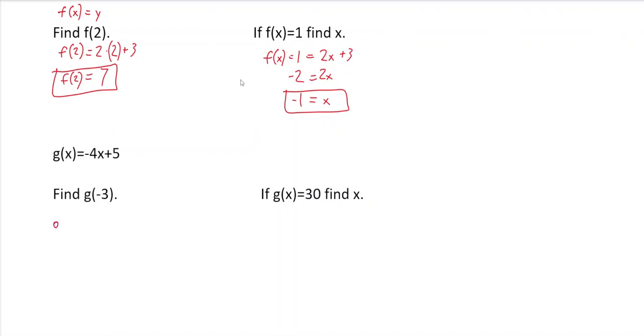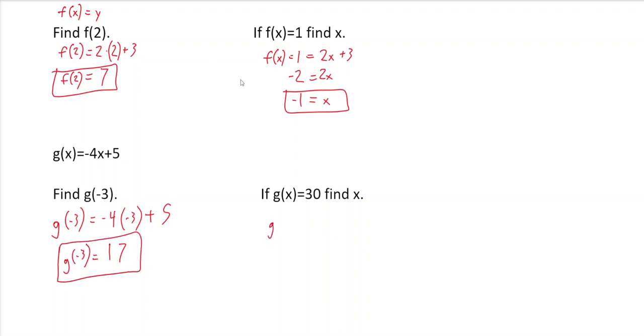All right, so g of -3. Instead of writing x, I'm going to write bracket -3 bracket, just like I had over there beside the g. Then I'm going to multiply all this. I get 12 plus 5, I get 17. So g of -3 equals 17.